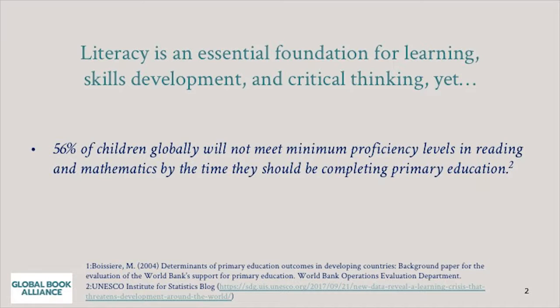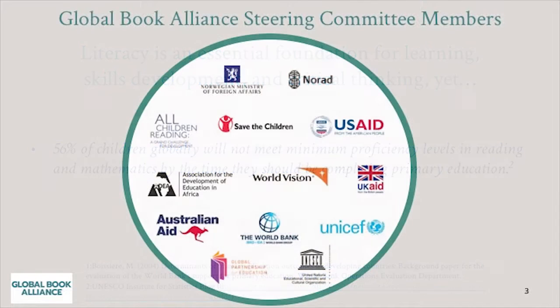Governments, donors, schools and communities often face challenges in providing all children with access to books and learning materials in a cost-effective manner. In many cases, the books just don't exist in the languages that children use and understand. The Global Book Alliance is actually an alliance of about 12 members. This is the steering committee of the alliance. We have a larger group associated with the alliance that has been very supportive in providing technical support and assistance as we build out our capacity.